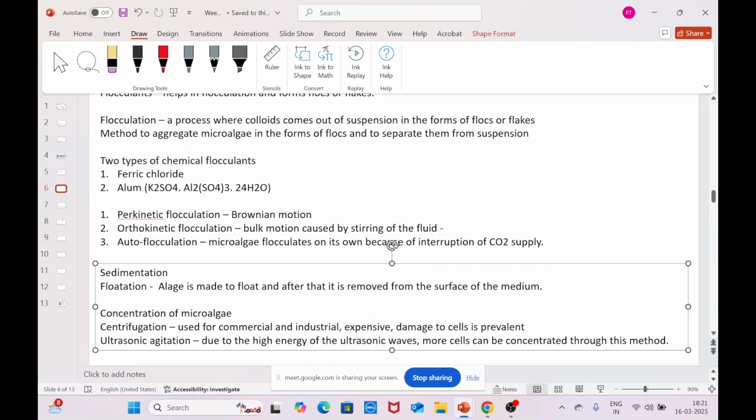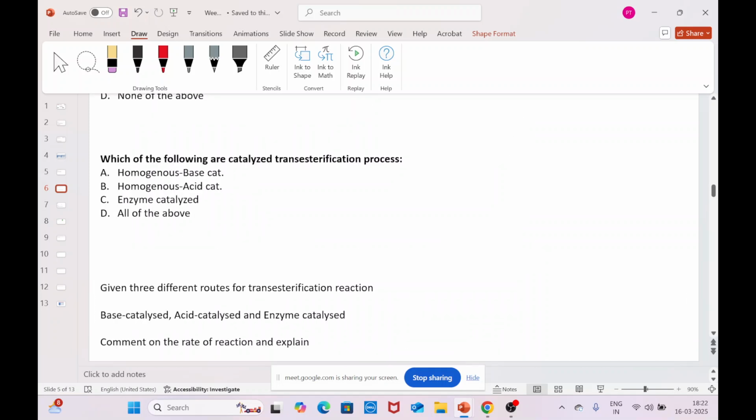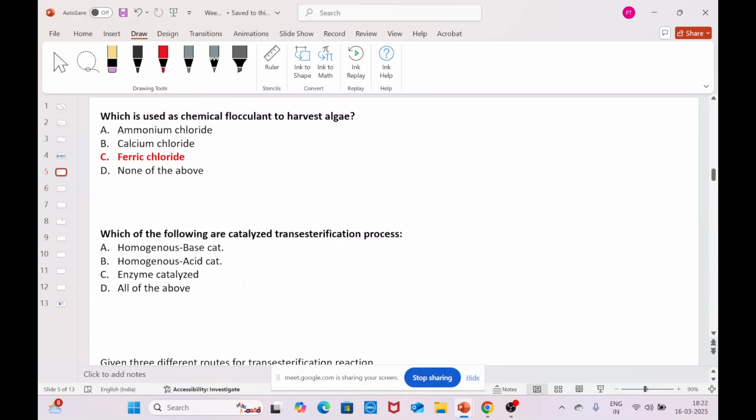Among all the systems of sedimentation, flocculation and flotation, which are the initial stages, the inorganic chemical flocculation method is the best because of the higher yield it generates. So the answer for this is ferric chloride.